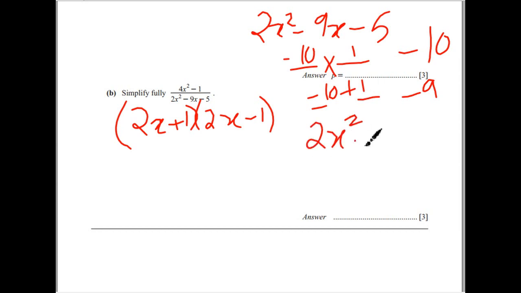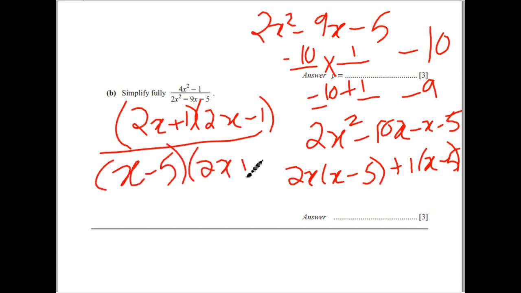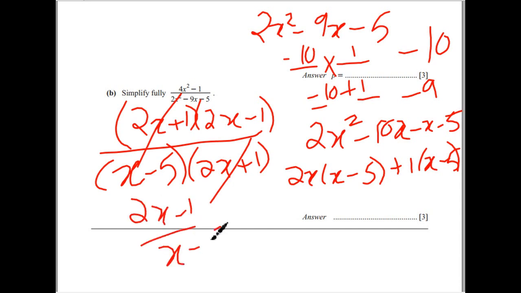So 2x squared minus 10x plus x minus 5. 2x is common, x minus 5, plus 1 is common, x minus 5. So in the denominator we get x minus 5 and 2x plus 1, which cancel out, and we're left with 2x minus 1 over x minus 5.